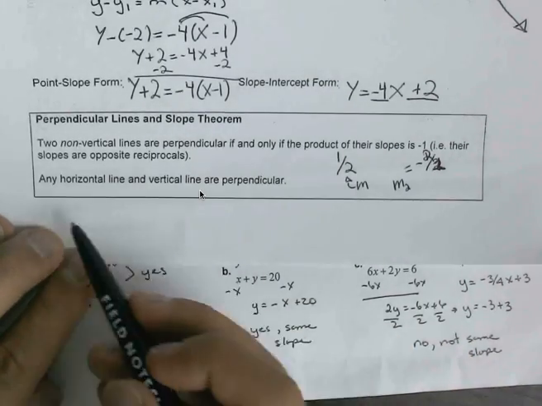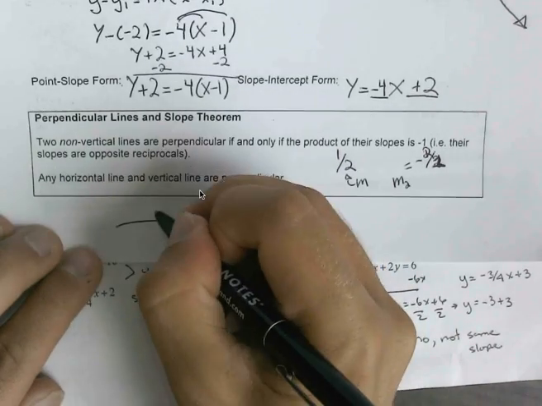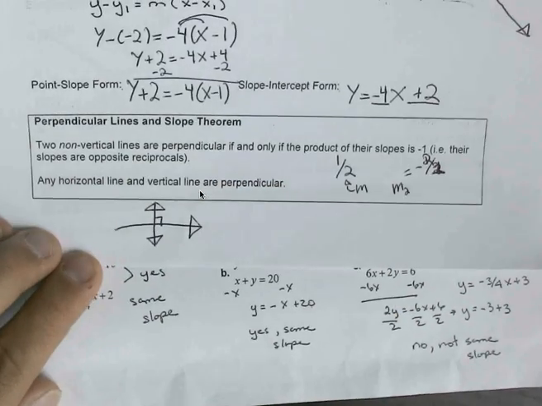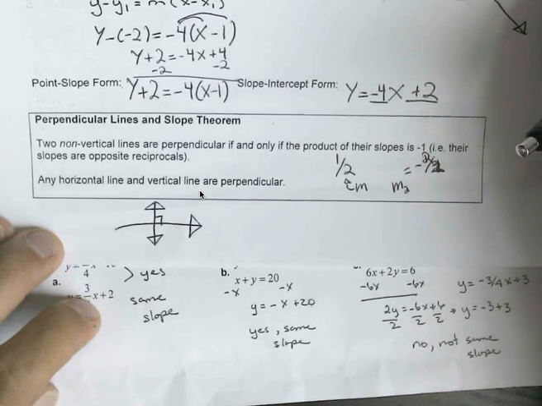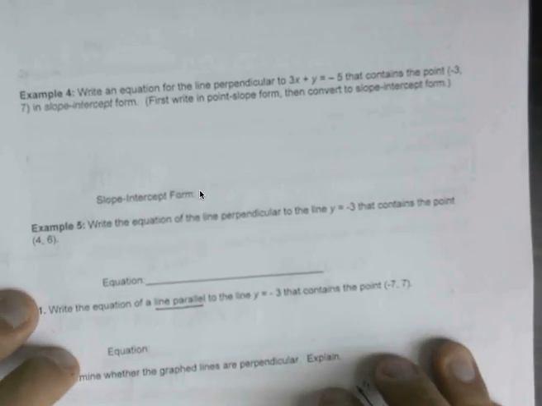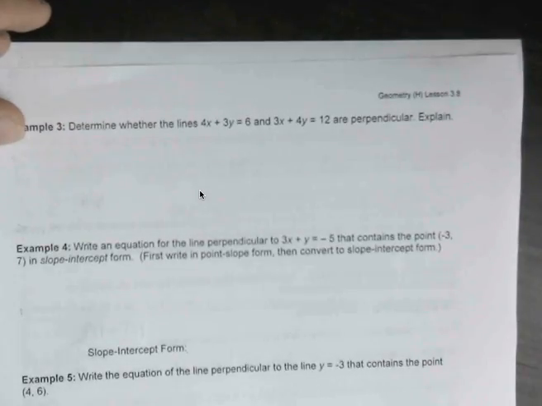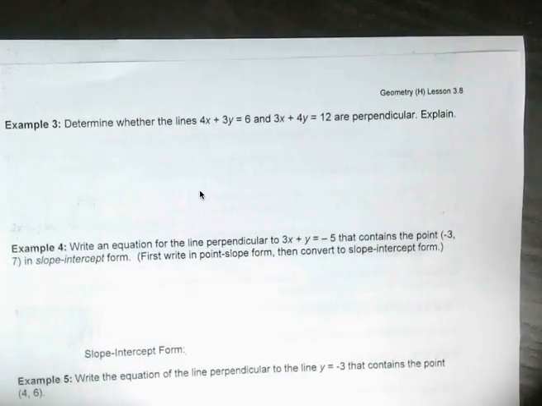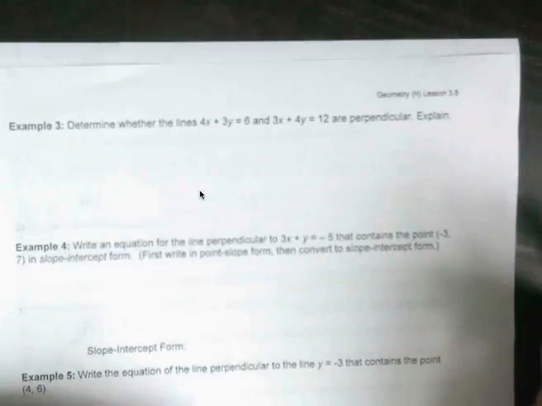In addition, any horizontal line going from left to right, intersecting with a vertical line, creates 90 degrees, and those are perpendicular as well. Great. So let's see what the perpendicular work holds for us. We can determine if these two lines are perpendicular or not. Well, they're in standard form, which is a little tricky. If you're really quick with graphing these, go for it, but I'll switch these back to slope-intercept form.